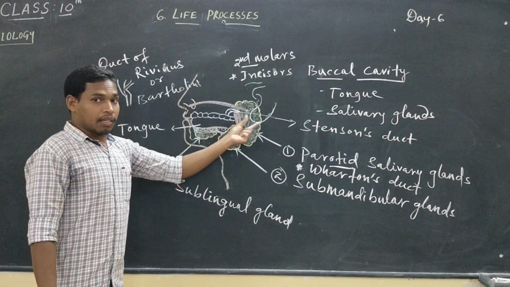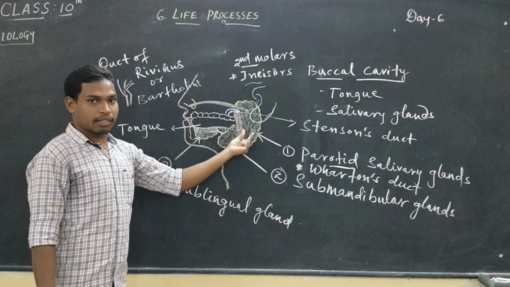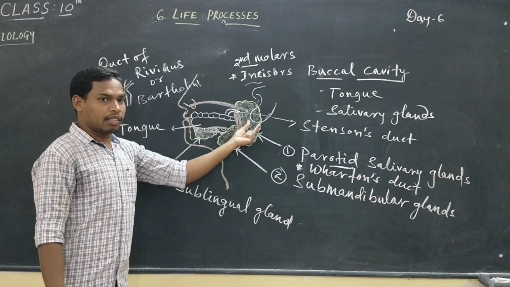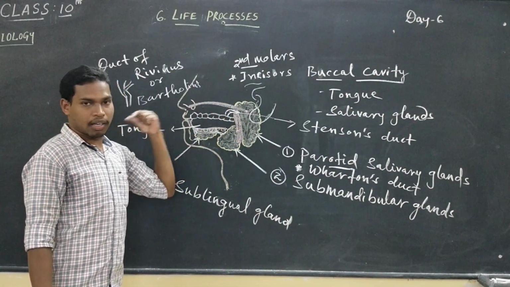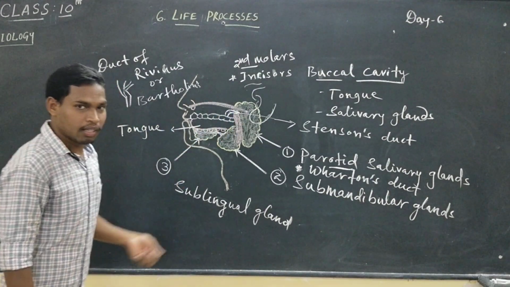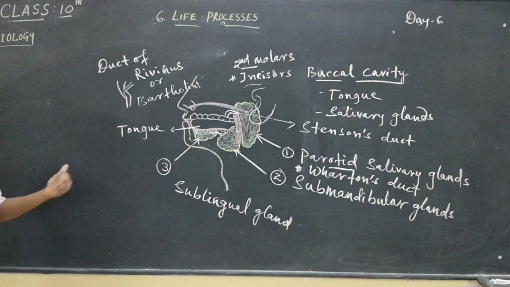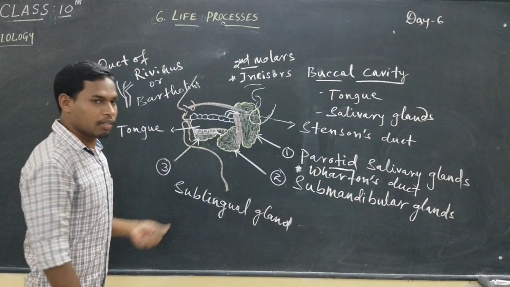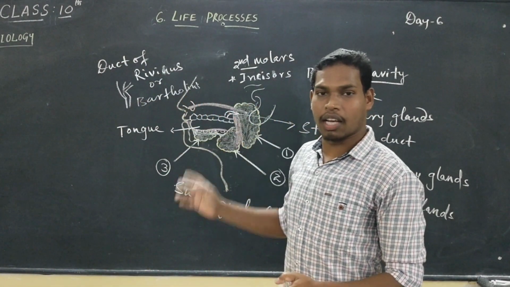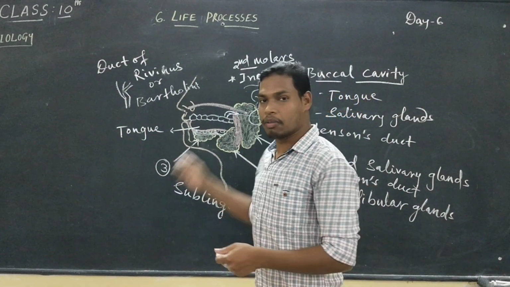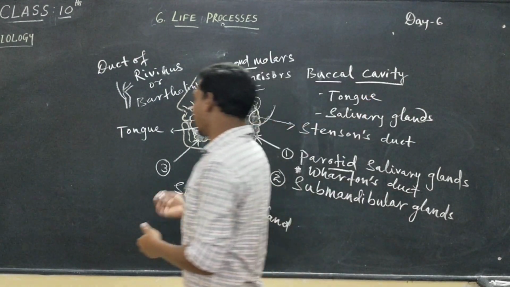Okay. All these three salivary glands release their secretion into the buccal cavity, and their secretion is known as saliva. Saliva is the combined secretion of these three salivary glands.